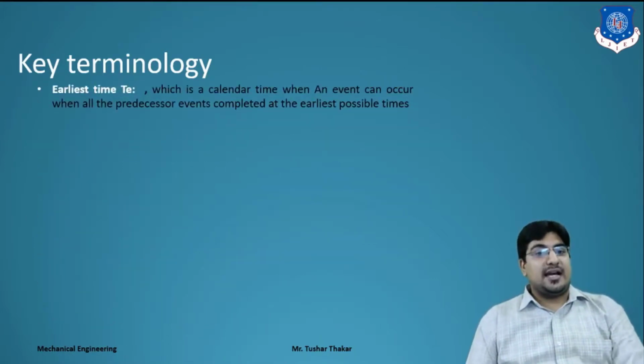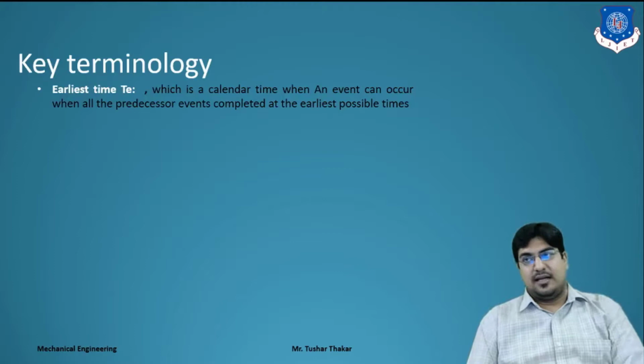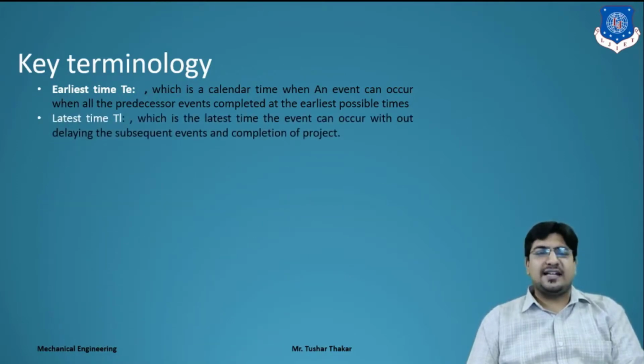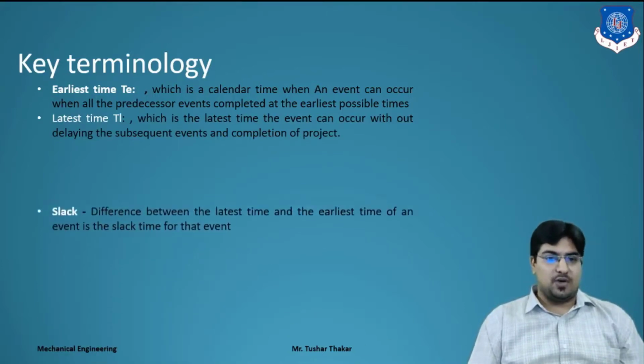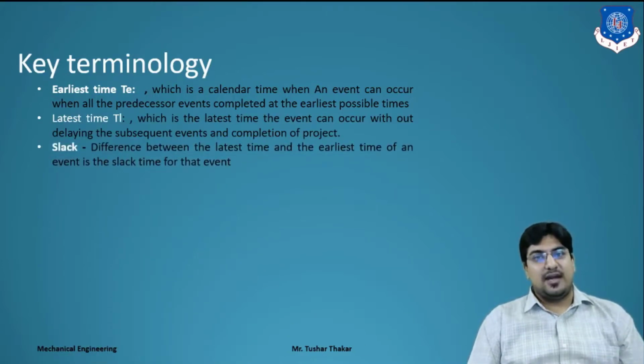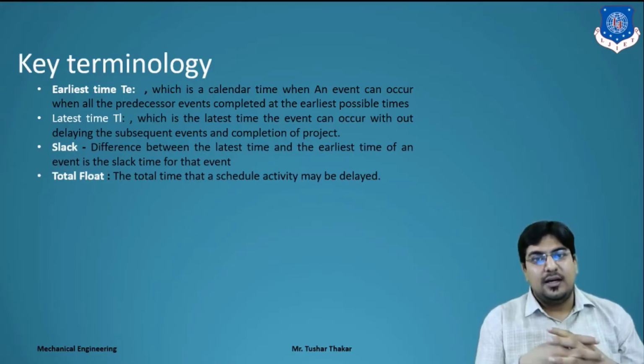Next is earliest time: the calendar time when an event can occur when all the previous events are completed at the earliest possible time. Latest time, denoted as TL, is the latest time the event can occur without delaying the project or subsequent events or activities. Slack is the difference between the latest time and the earliest time of the event.